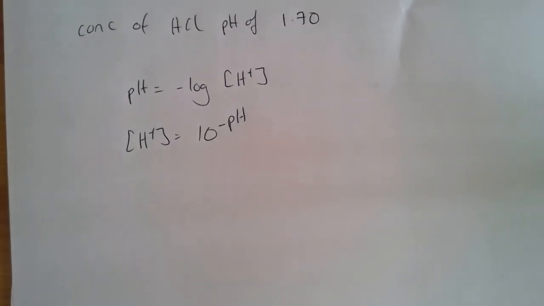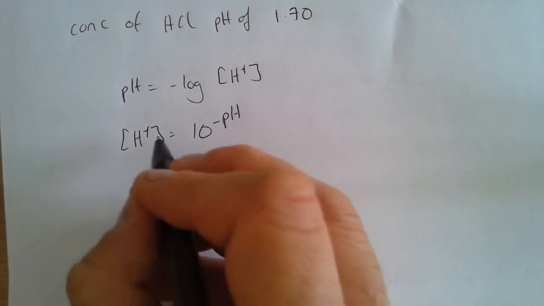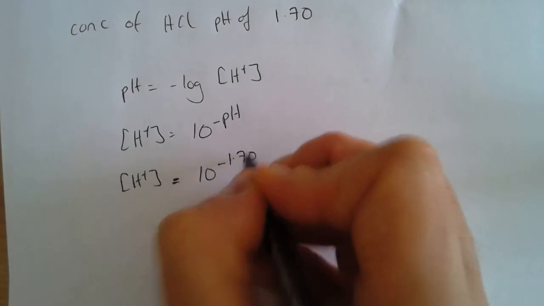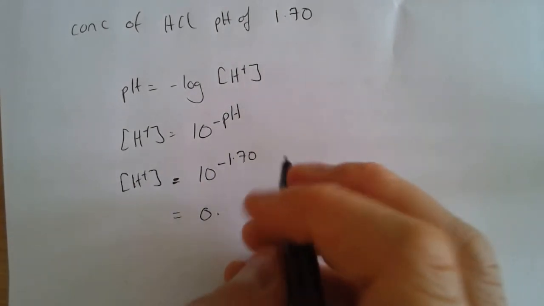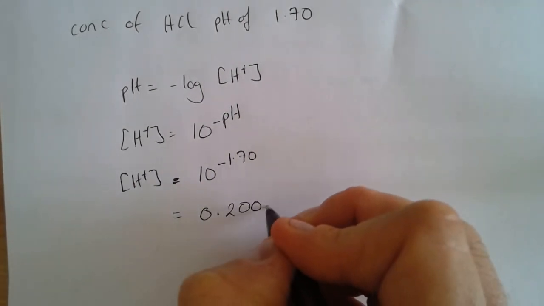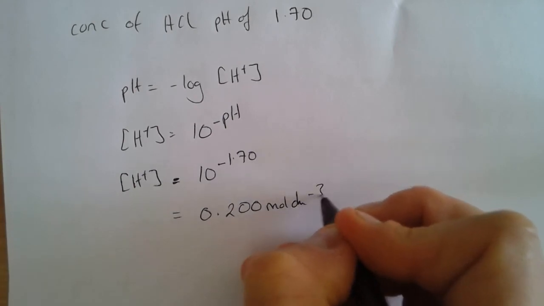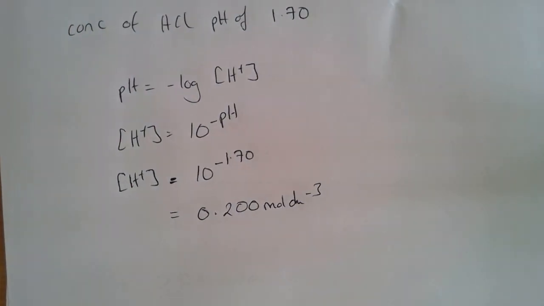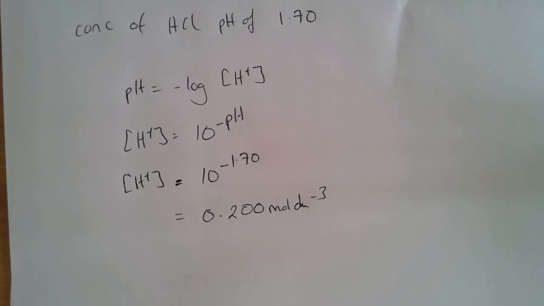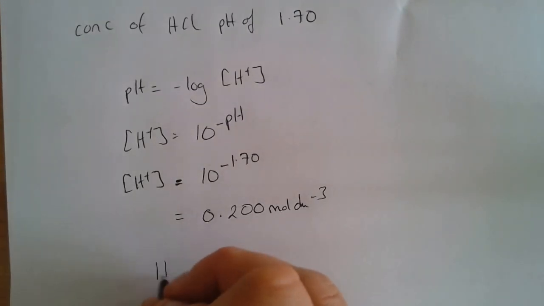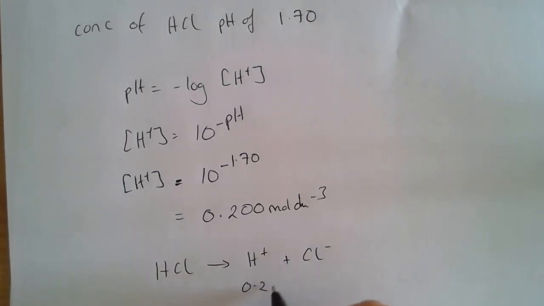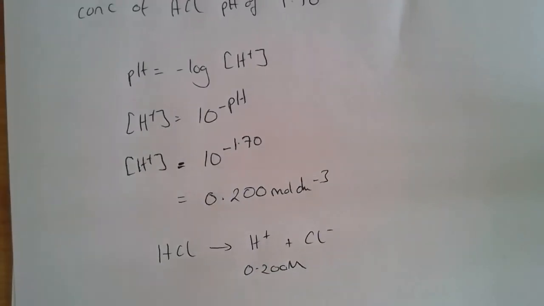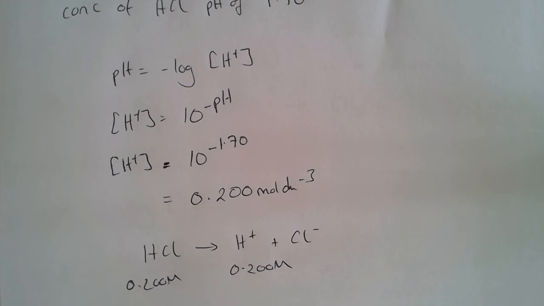So all we need to do here is say that the hydrogen ion concentration is equal to 10 to the minus 1.70, and that gives us a hydrogen ion concentration of 0.200 moles per cubic decimeter. And then we would say from that, because HCl dissociates to give one H plus and one Cl minus, that if this has a concentration of 0.200, then this must have a concentration of 0.200.